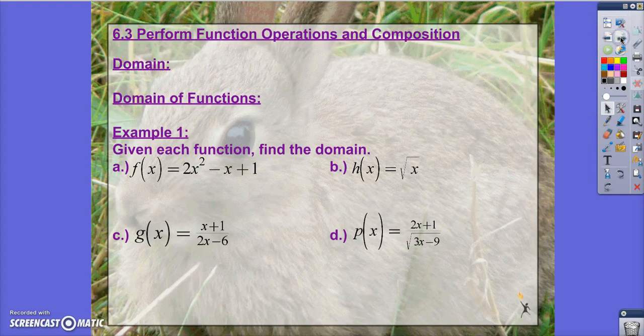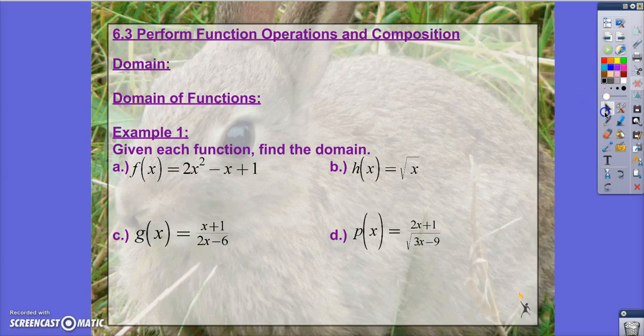Alright, so lesson 6.3 is called Perform Function Operations in Composition, and we break it up into three parts. What we start off with is focusing purely on the domain for the first two slides. All right, so let's review.